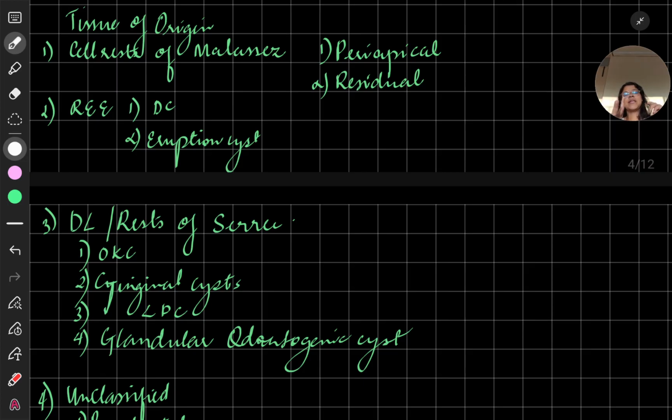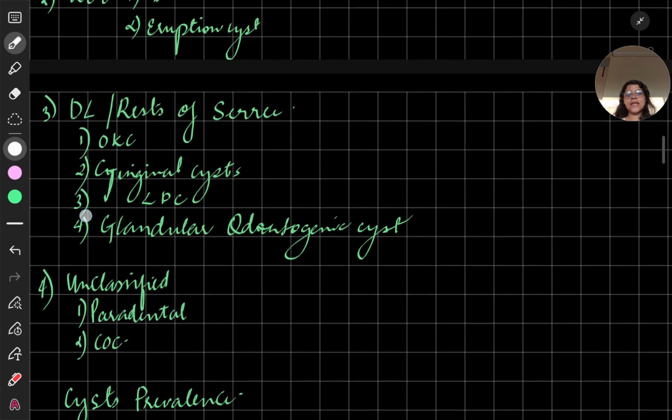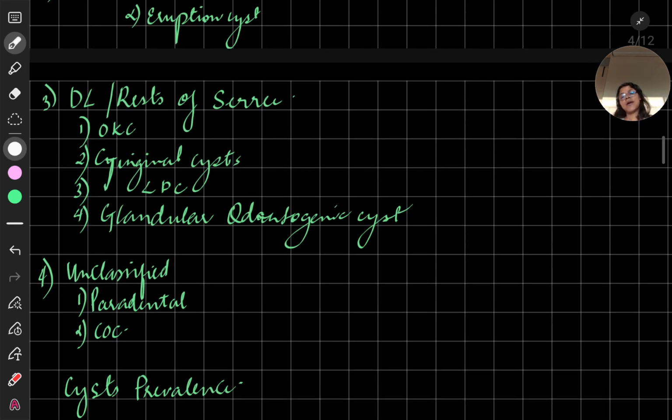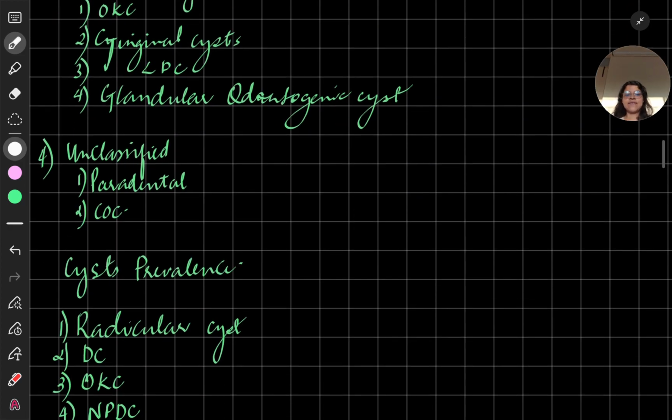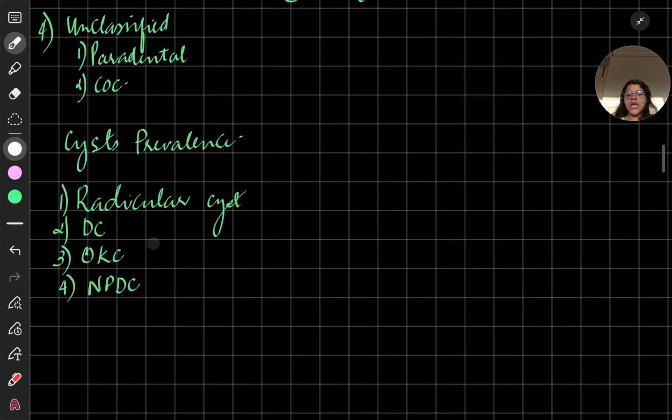Then reduced enamel epithelium, you will have dentigerous cyst and eruption cyst. Then there will be dental lamina or rests of Serres. You have OKC, gingival cyst, lateral periodontal cyst, and glandular odontogenic cyst. Then unclassified are the ones, paradental and calcifying odontogenic cyst.